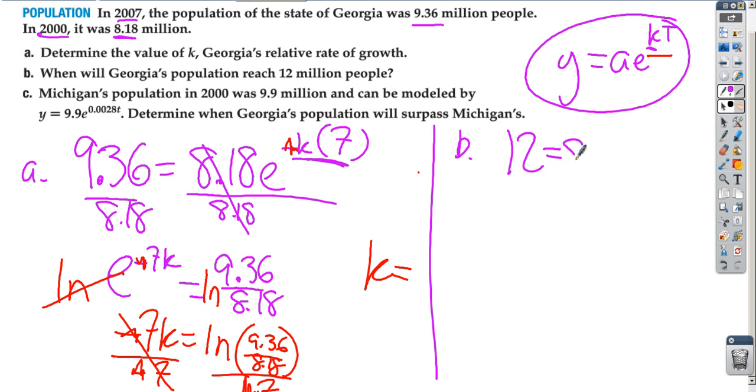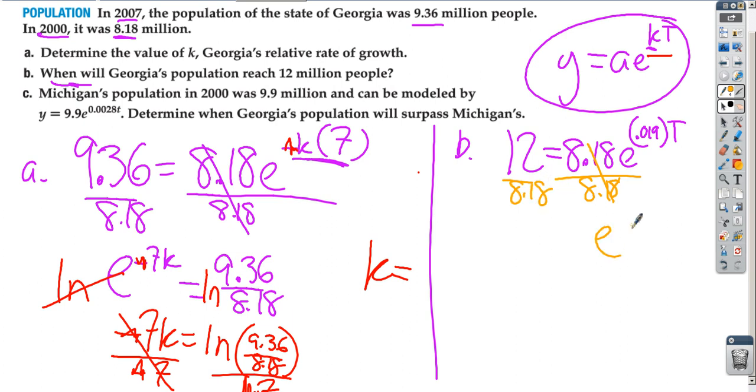Okay, our initial was 8.18. We found k. k was 0.019. I'm just rounding it there. We'll use the exact answer. We don't know t, and here's a clue. They're telling us when, and when is a question about time. So we want to solve for t. Okay, so how do we solve this? We will divide both sides by 8.18.